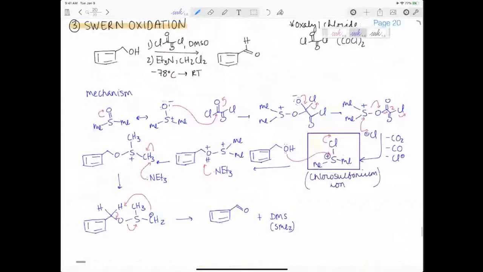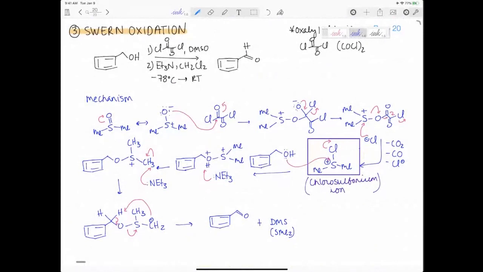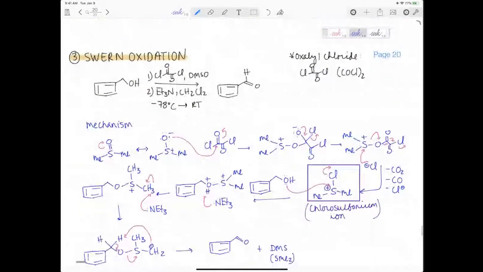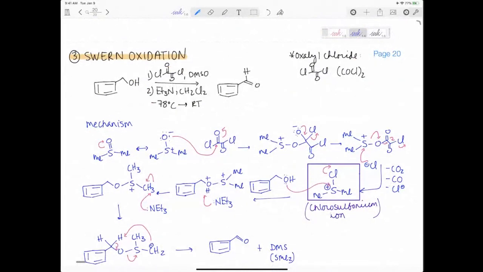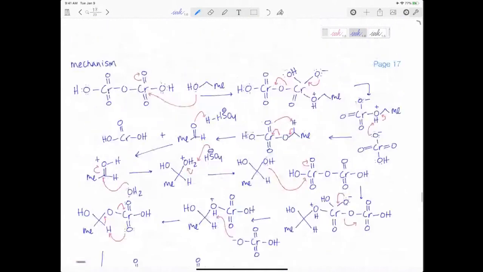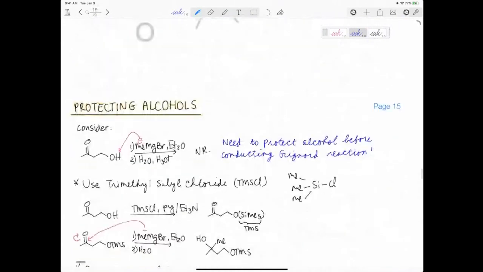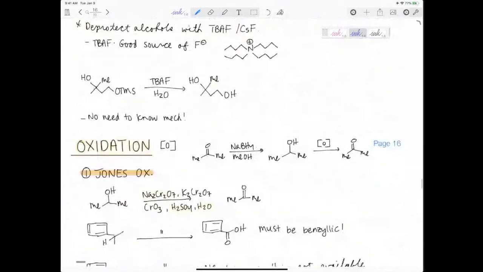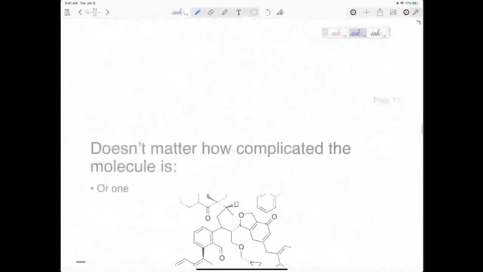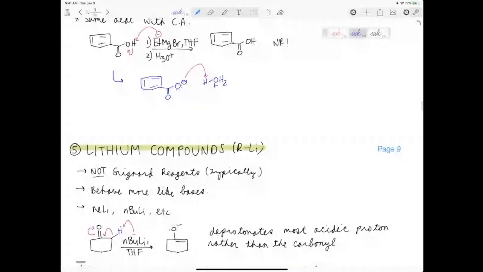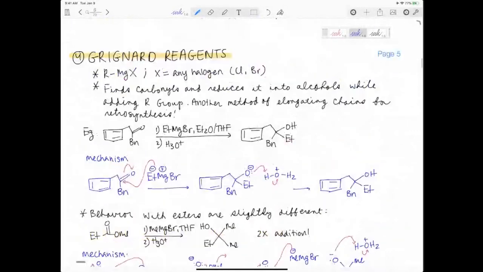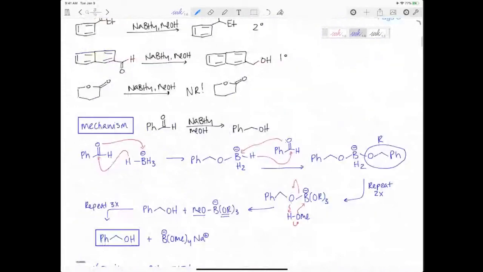Okay, is there any other questions? Because it's 8:37 already, pretty much just 7 minutes over 2 hours. I don't think you guys have the capacity for any more mechanisms, which I'm going to talk about on Sunday anyway. So does anyone here have any issues? There were a lot of reaction mechanisms, right? As you can see, we have done PCC, PDC, Jones, Swern, Grignards, butyl lithium compounds. I will be uploading these notes as soon as I clean them up, so you can expect them probably in an hour or two, maybe even less.